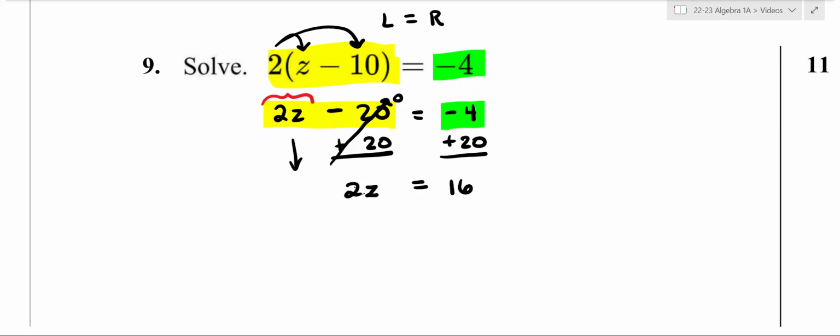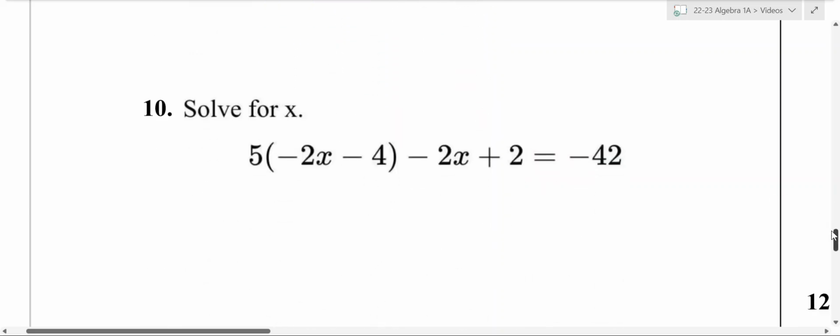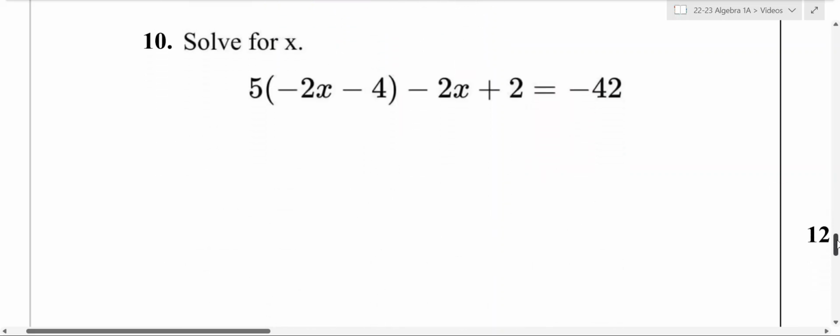Positive 16. Now we want to isolate the variable, and it's being multiplied by 2. So we're going to divide by 2. Right? 2 over 2 gives us 1. So z equals 8. Perfect. All right, more on this concept in the next problem. Don't get scared. It's not that bad.